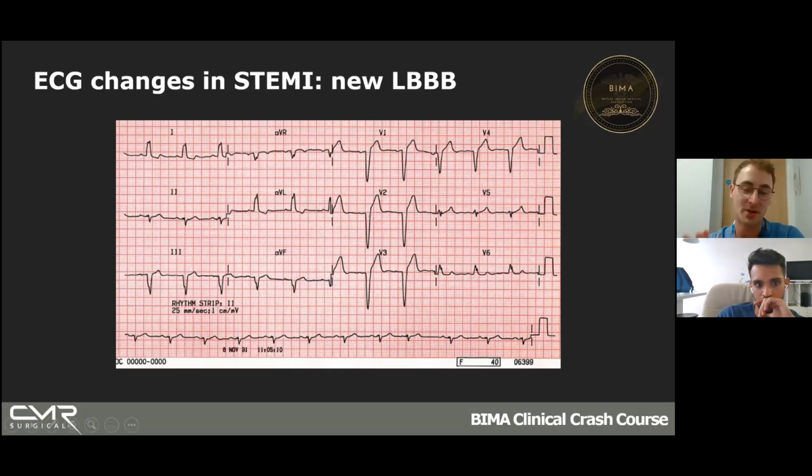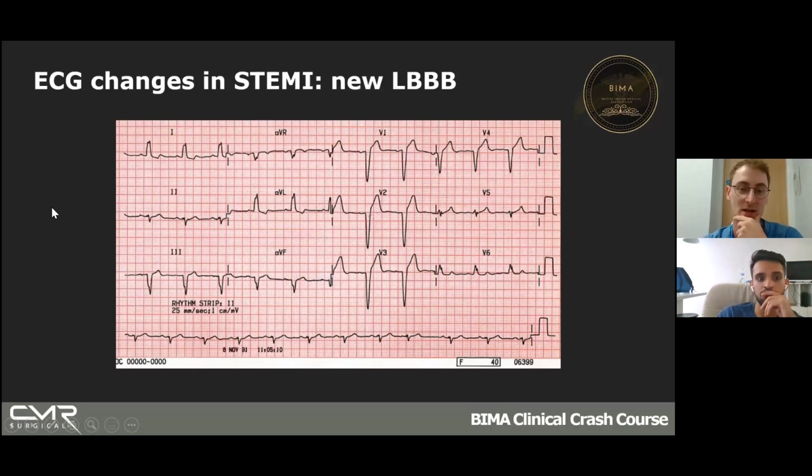So yeah, new left bundle branch block is really easy, but old left bundle branch block is difficult because we can see that in left bundle branch block, you already have some ST elevation. You can see here in V1 through to V4. You already have what look like Q waves. So you can't just tell that someone's got ST elevation if they've already got left bundle branch block and you do an ECG and it's still left bundle branch block.